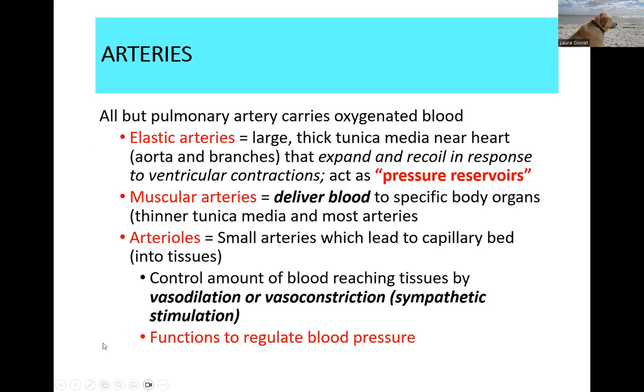Okay, so arteries, all but pulmonary arteries carry oxygenated blood. So, when you're looking at models and things, you say, oh, arteries are red and veins are blue. And for the most part, that is true. But there are two areas in the body where that rule is not going to apply.